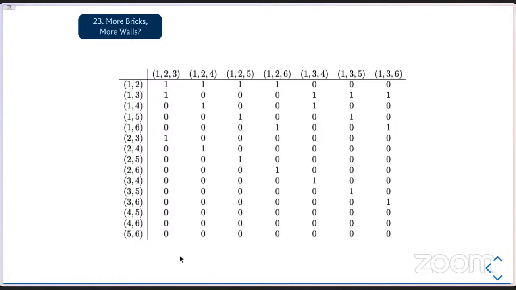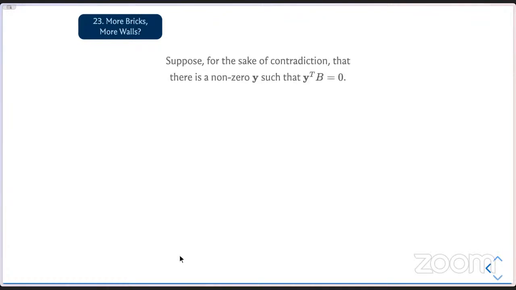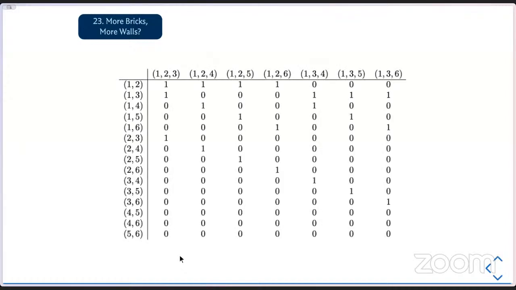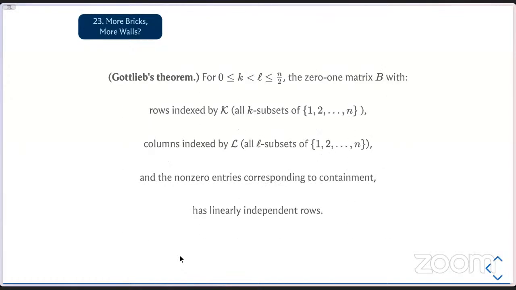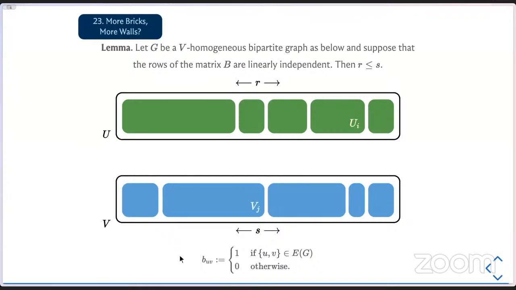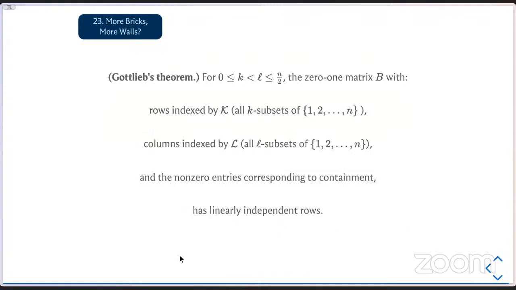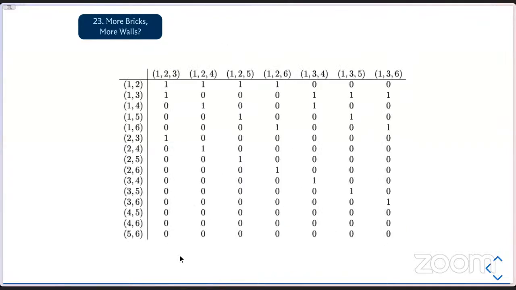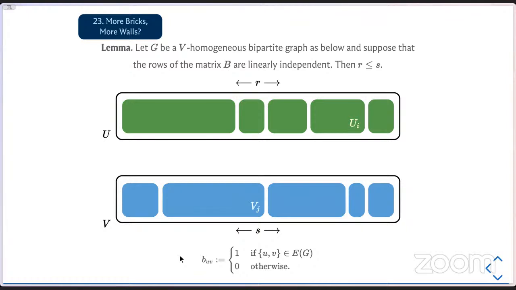So to apply the lemma and get that R is at most S, all we need is to show that these rows are linearly independent. If we can show that, then we are in business. And that's what we're going to show next, and this will be the last thing. I just wanted to confirm that once you have this, you can really apply the lemma and get the consequence that you want.